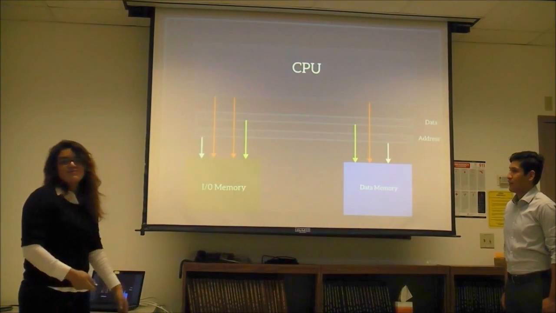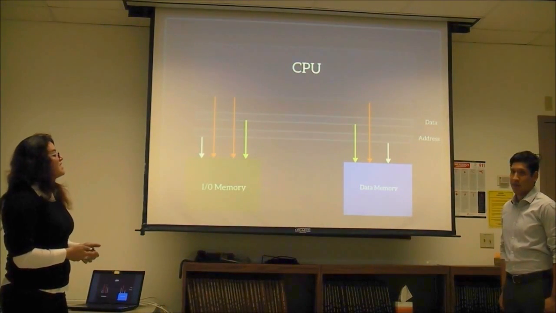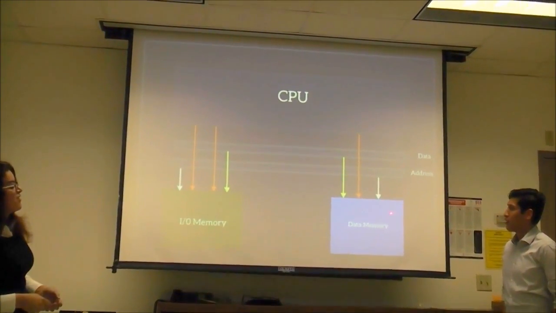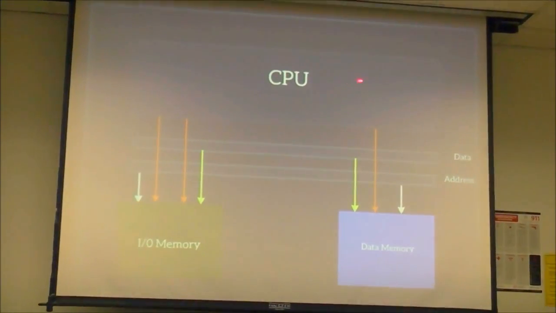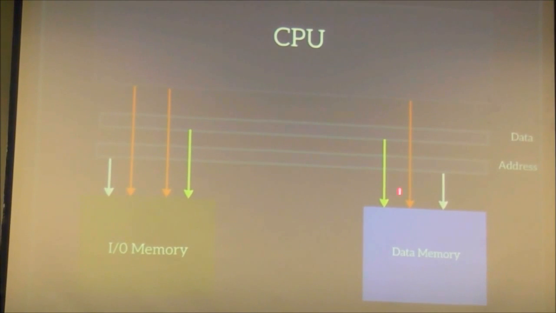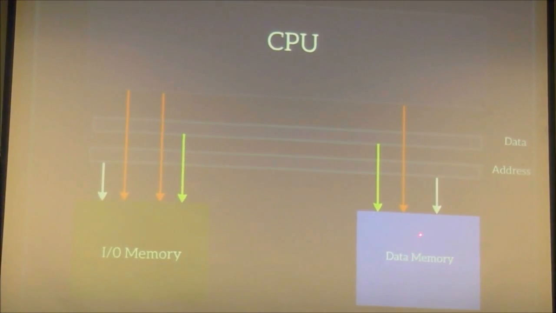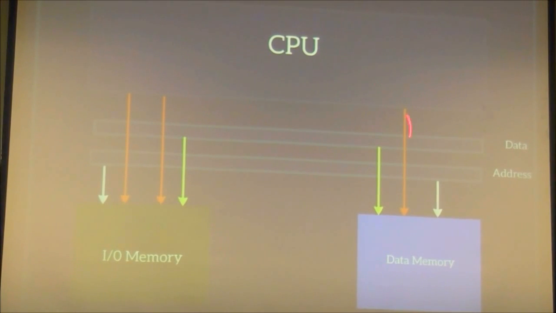And finally, we will look into the hardware implementation of this. This is a general block diagram of how the CPU, I/O memory, and data memory are connected. The CPU is sending control words signified by the orange arrows into the I/O memory and into the data memory. It's interacting with the data memory and the I/O memory. Data is being sent into data memory, and data is being sent into the I/O memory.